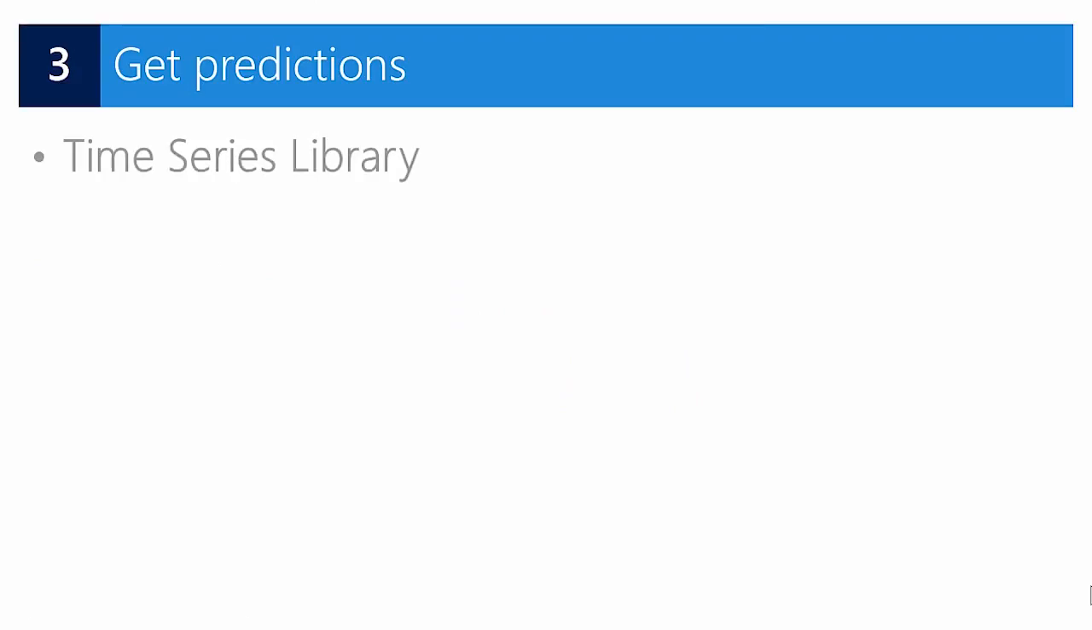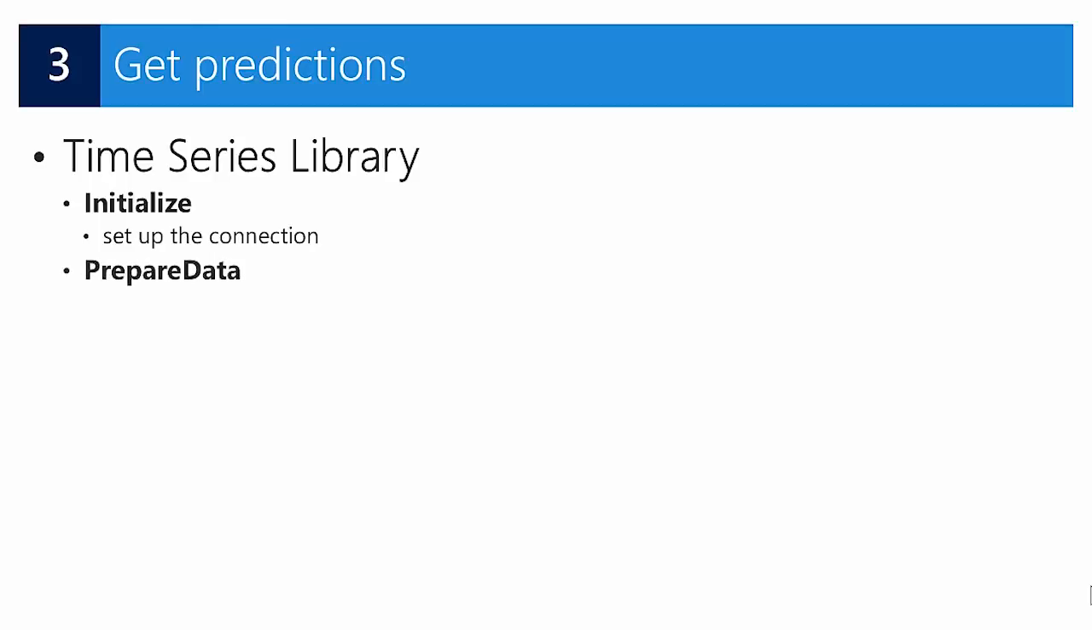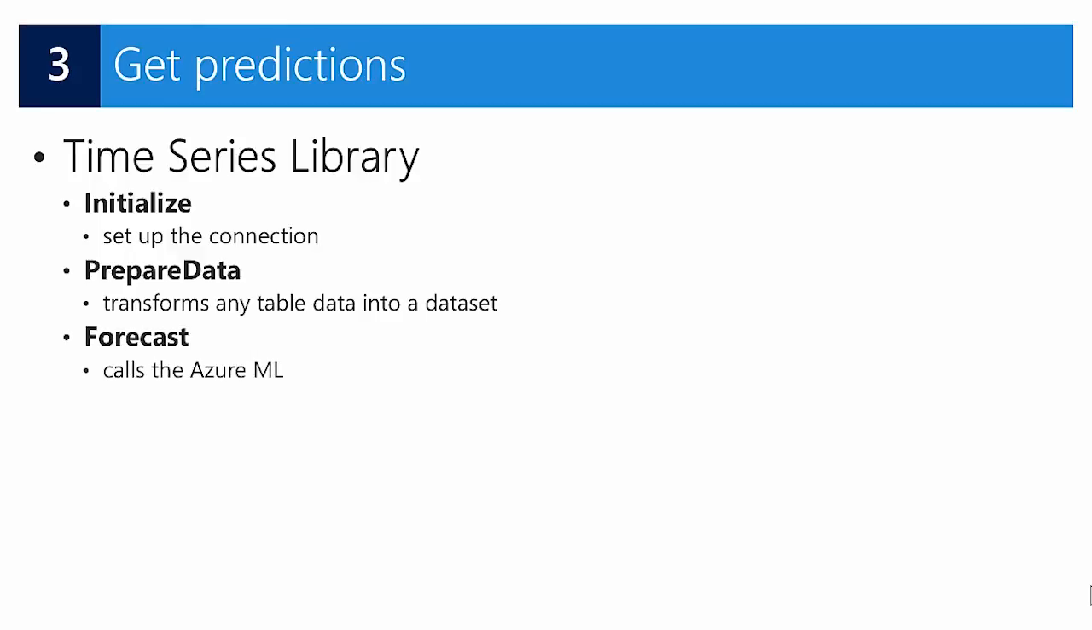So to summarize, we performed the task with 4 functions from our time series library variable. The initialize is used to set up the connection. Prepare data transforms any table data into a dataset which is ready for submission. Forecast actually calls the machine learning in Azure. It receives the predicted interval. In our scenario, it was 1 month. And get forecast returns a dataset of forecasted values.